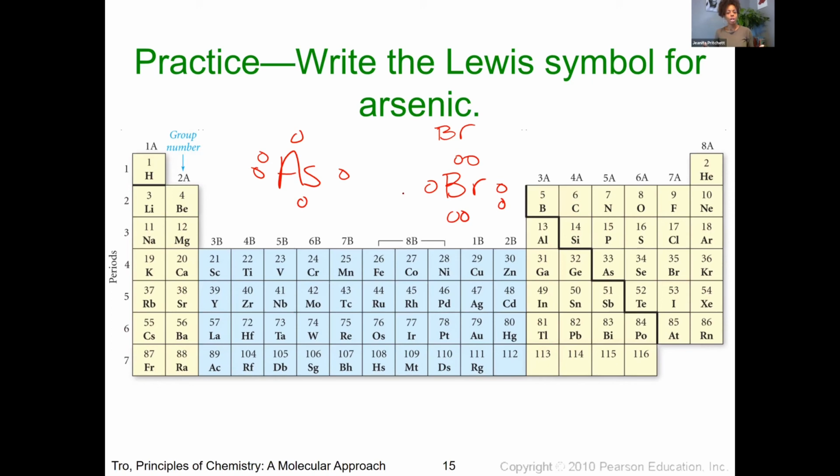I hope this video helped you to understand how to draw Lewis structures and that you are now comfortable doing them.